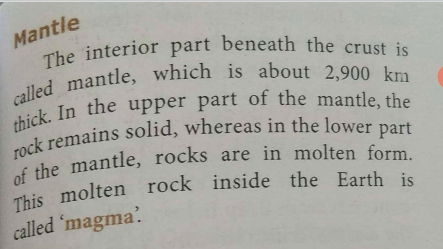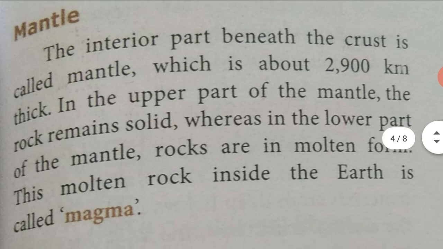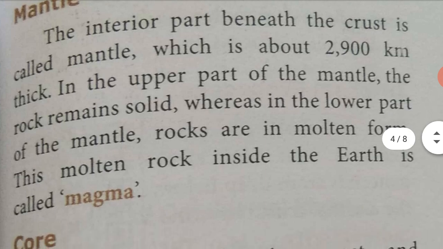The mantle is divided into 2 parts: upper mantle and lower mantle. The upper mantle consists of rocks that remain solid, and the lower mantle consists of rocks in molten form. This molten rock inside the earth is called magma.